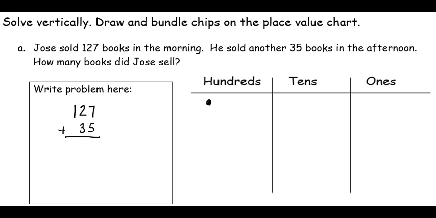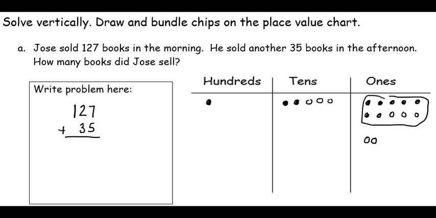Now let's start by showing this problem on the place value chart. 127 would be 100, 2 tens, and 7 ones. To that, I will add 35. That's 3 tens and 5 ones. Now I can bundle my 10 ones and move them over as 10. Now let's show that on the vertical format.